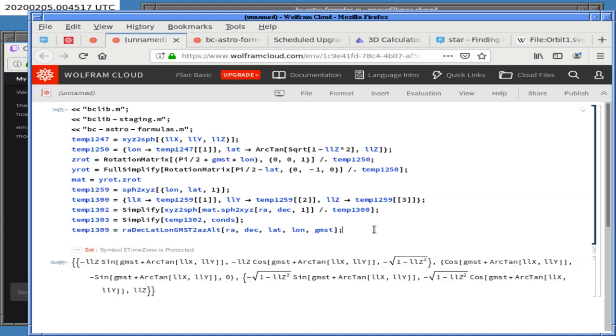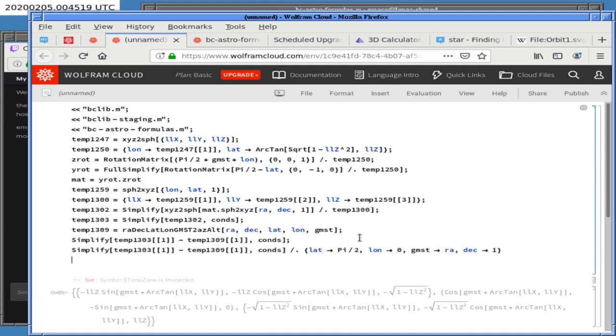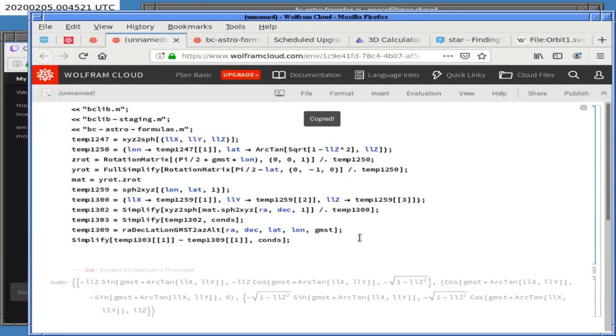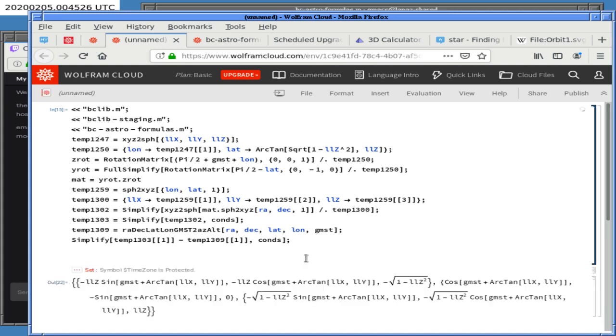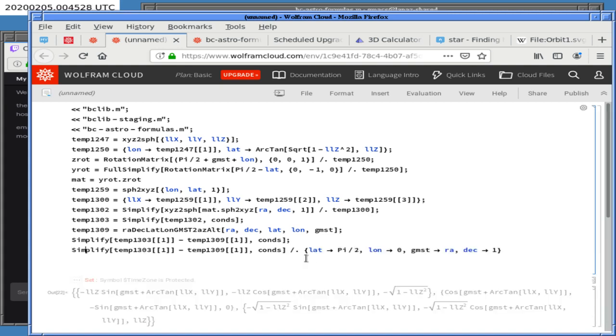Okay, so the problem is in one of these two lines here, and I'm going to guess it's in this line, but let's find out. So let's see what this does. Simplify 1 minus that, subject to conditions. Given that lat goes to pi over 2, lon goes to 0, gmst goes to ra, dec goes to 1, we should be fine. Okay, so magically now it's decided to work.